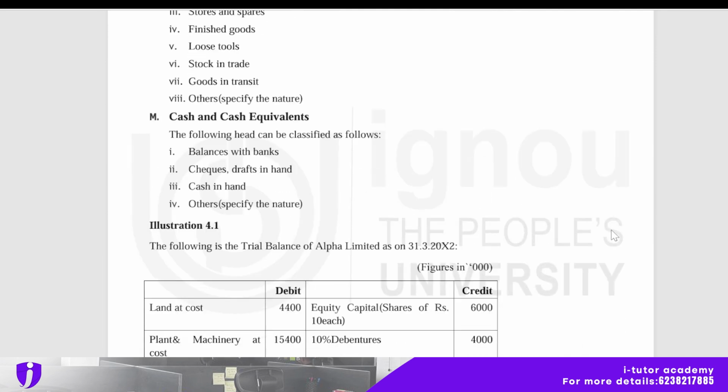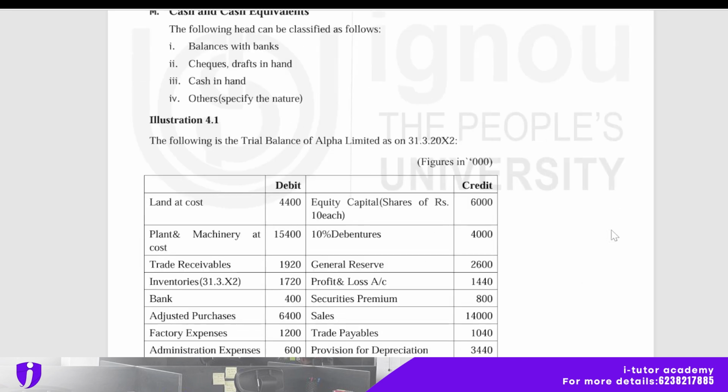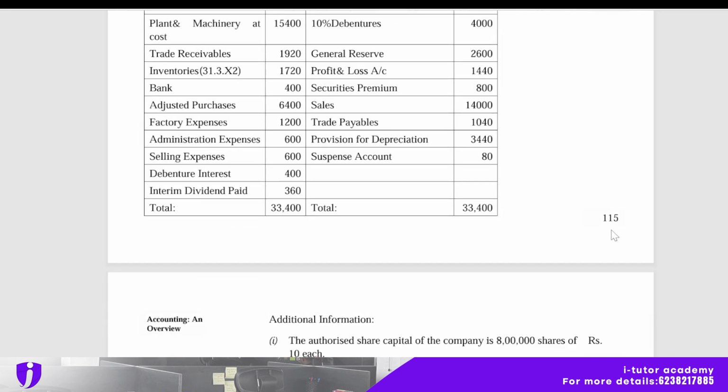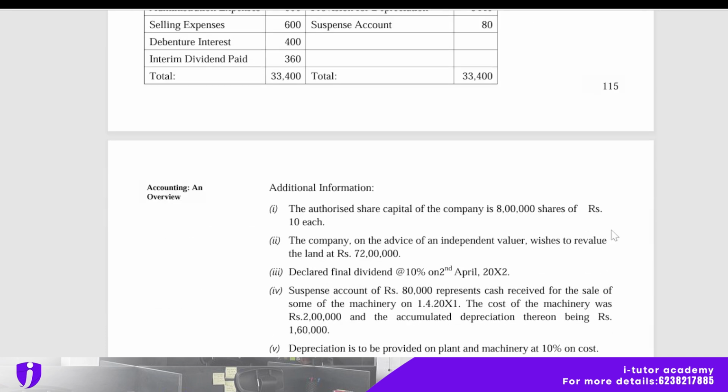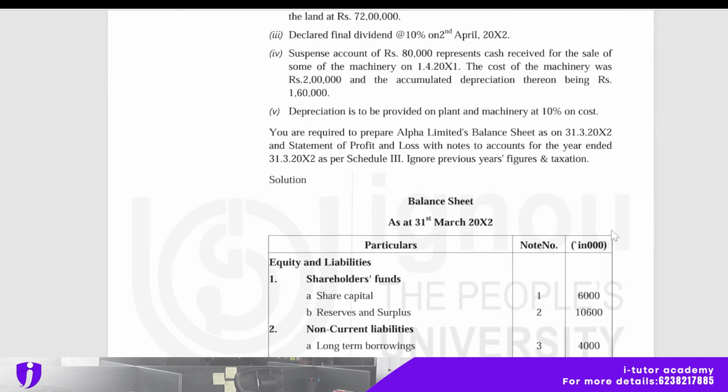And there is one illustration section also. The following is the trial balance of Alpha Limited, and this is an example, and you just go through this, you will understand more from this topic. And additional information is also here. The authorized share capital of the company, this is from an example point of view, and there are points 1, 2, 3, 4, 5, 6. You just try to answer this.